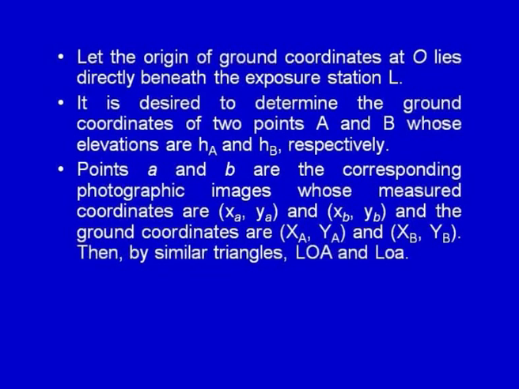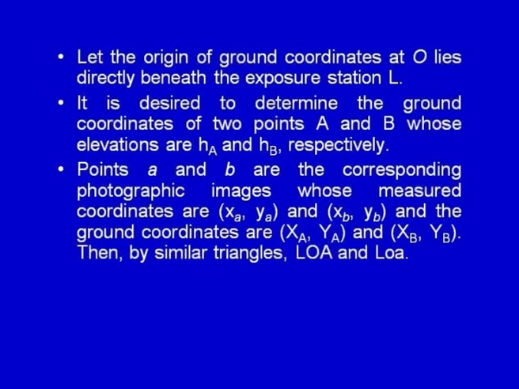Let the origin of the ground coordinate system, O, lie directly below the exposure center L. It is desired to determine the ground coordinates of two points A and B whose elevations are h_A and h_B respectively. The points small a and small b are the corresponding photographic images whose measured coordinates are x_a, y_a and x_b, y_b, and the ground coordinates are represented by capital X_A, Y_A and capital X_B, Y_B.